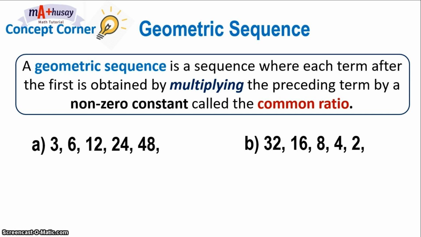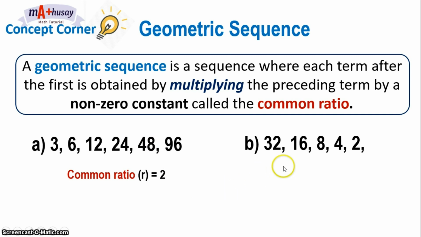In example letter A, each term after 3 can be generated by multiplying 2 to the preceding terms. So, we have 3 times 2, you'll get the second term, which is 6. 6 times 2, you'll get 12. 12 times 2, you'll get 24. 24 times 2, you'll get 48. So the common ratio in this example is 2. And the next term will be 48 times 2, and that is 96.